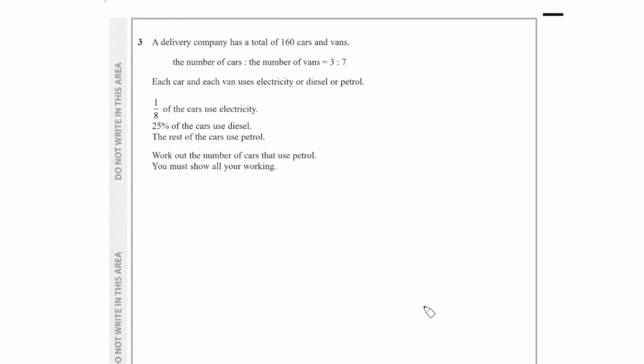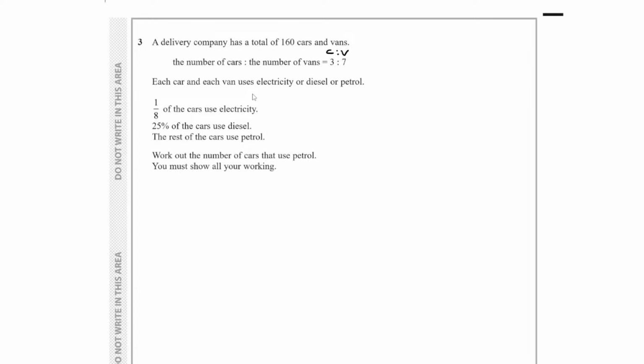Question 3. A delivery company has a total of 160 cars and vans. The number of cars to the number of vans is 3 to 7. So I like to put the initials there so I can just see it quickly. Each car and each van uses electricity or diesel or petrol. 1/8 of the cars use electricity, 25% of the cars use diesel, and then the rest of the cars use petrol. We need to work out the number of cars that use petrol.